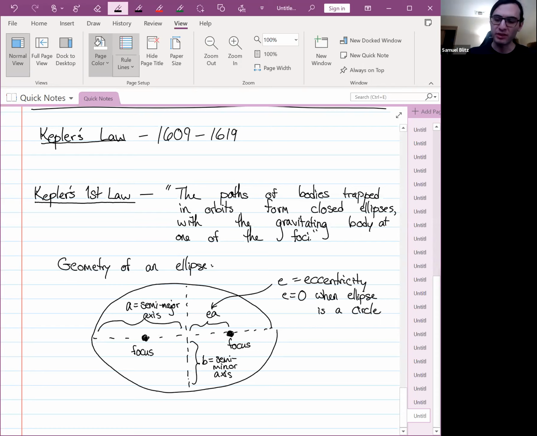By the way, the reason why these foci are necessary is because the sum of the distances from the foci to any point on the ellipse is the same. So the sum of this distance is equal to the sum of this distance. You can imagine that if the foci are in the same place, then the distance from that place to anywhere on the ellipse is fixed. And that just makes it a circle, right? So if we're talking about the sun, which is the gravitating body, at one of the foci, then a planet would orbit in the ellipse around that focus. So the sun would be at one of the foci.